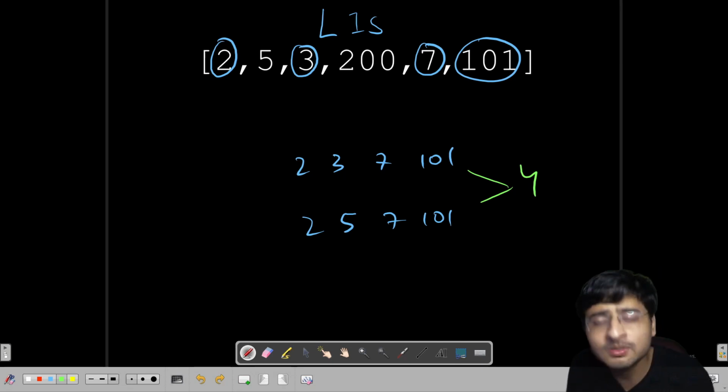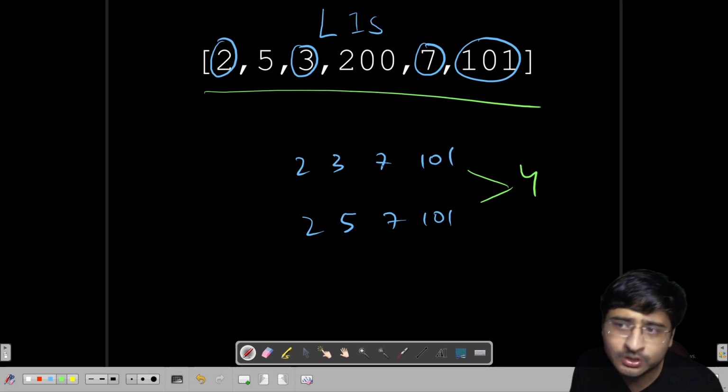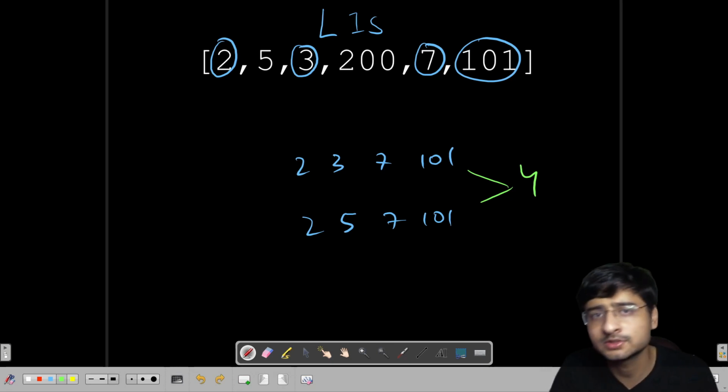And I hope the problem statement is clear to everybody, what the problem is asking. An array is given, you have to tell me the length of the longest increasing subsequence. Let us look and try to derive a recursive approach for this problem and then move forward.